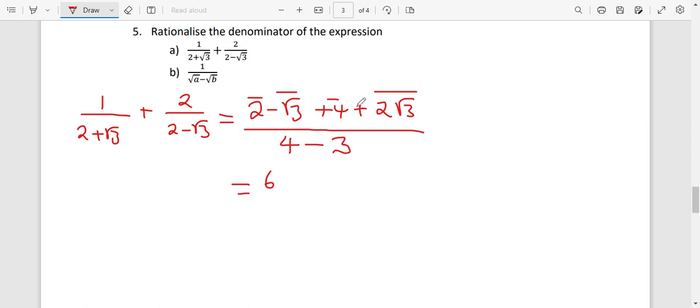It's going to be 6. Okay, very good. It's going to be root 3, right? So that is it. Negative root 3 plus 2 root 3 is the same as negative 1 plus 2. Just get the numbers in front of the root. Negative 1 plus 2 is a 1, and then root 3. Now down you have got 4 minus 3, which is just a 1. So this is going to be the answer also for this one.